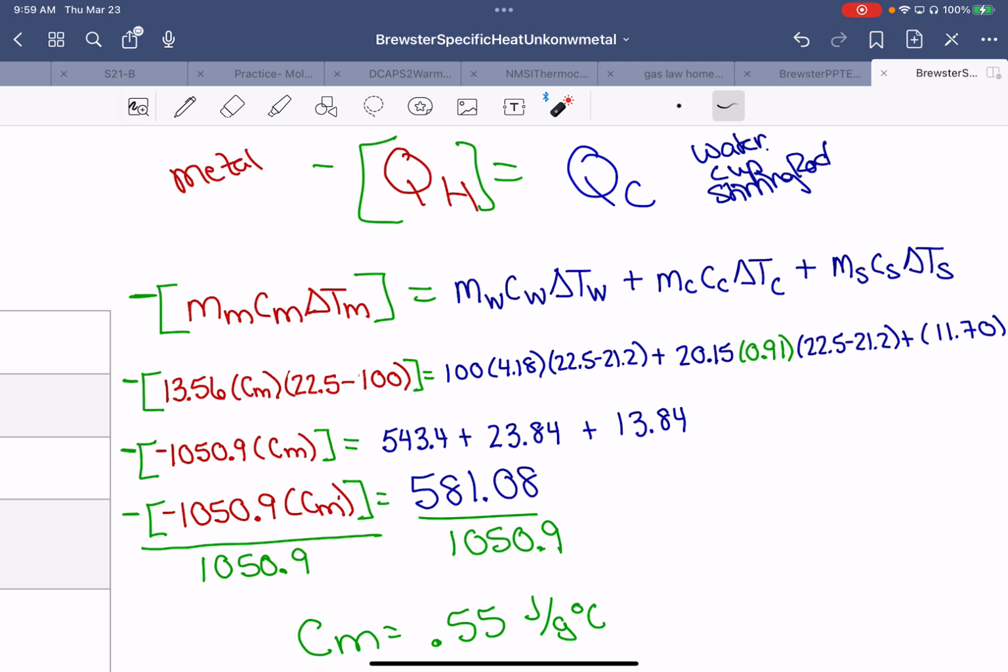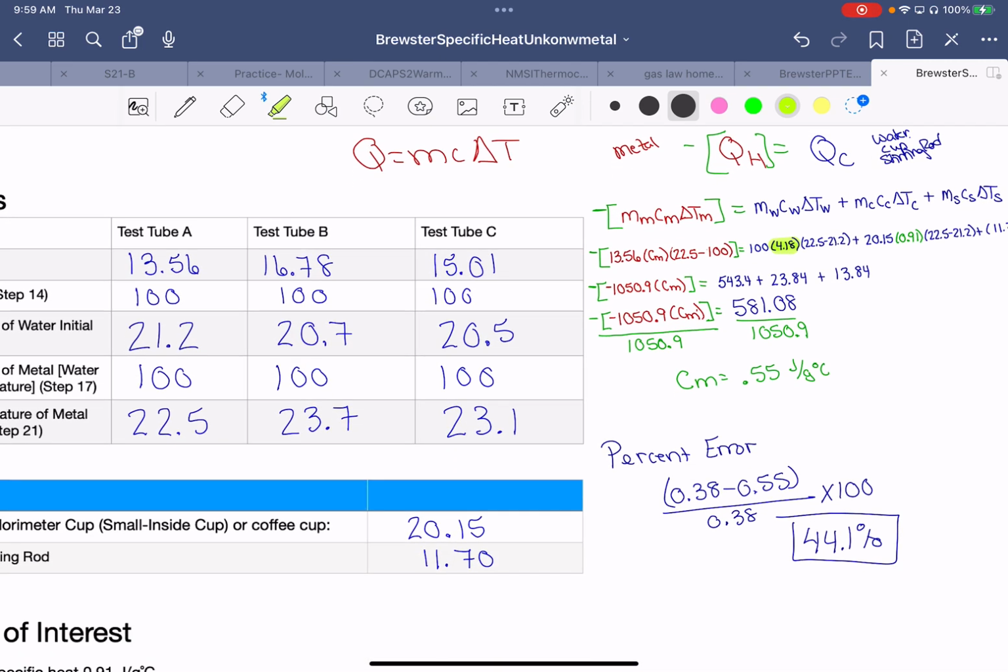Okay? Now, the mass of the water, as we saw before, is 100. We are all going to use this 4.18. That is set for everybody. Now, as we did before, 22.5 minus 21.2, that all came from our chart over here. Okay?